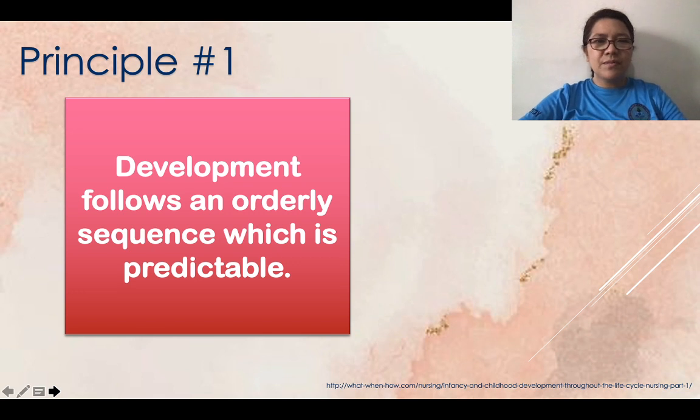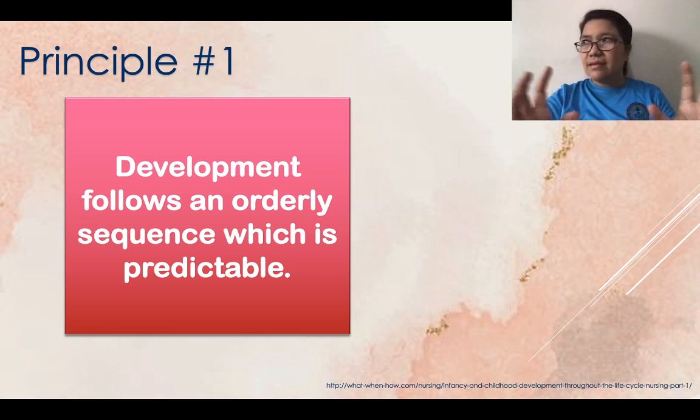This first basic principle relates to the orderly sequence of developmental change. This developmental process, guided by interaction of maturation and learning, follows a predictable pattern. And it is a continuous process that proceeds according to a definite uniform pattern throughout the life cycle. So, regardless of culture, regardless of religion, everybody will have the same pattern of growth or development.